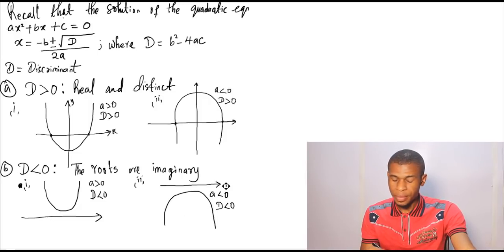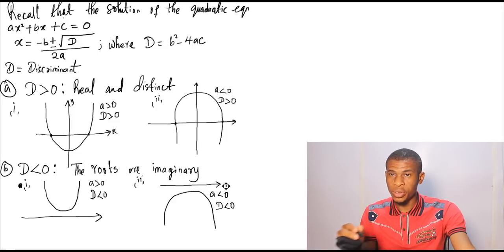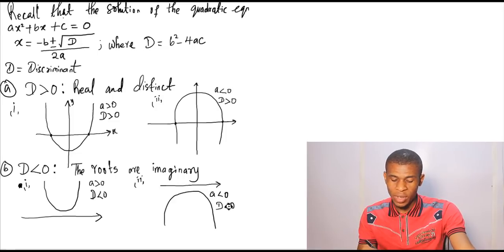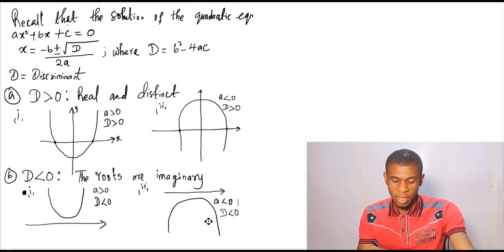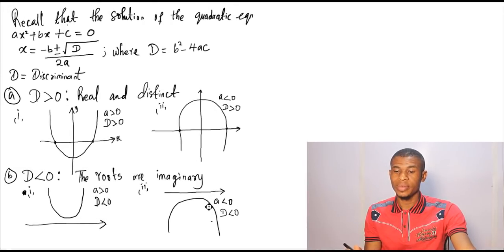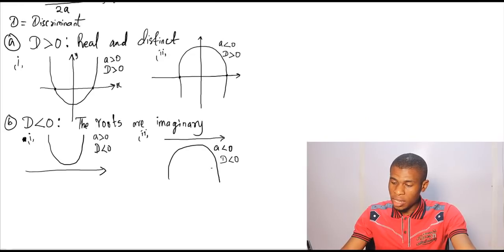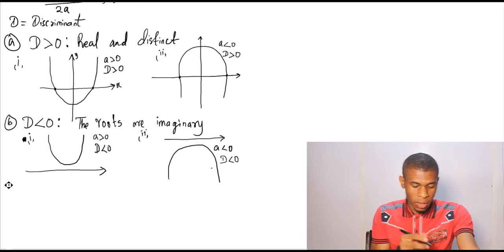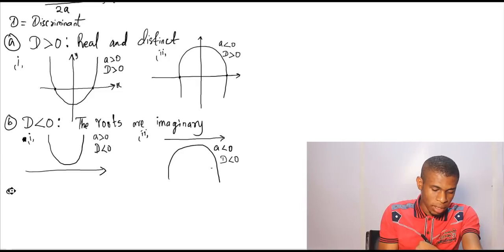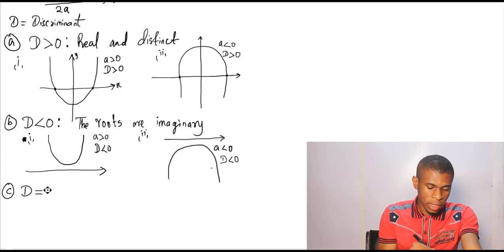Here, A is still less than 0. When you look at D, the discriminant D, the graph didn't cut the x-axis at any point, telling you that the roots are imaginary. Now the third case, let's look at the third case, case C, where D is equal to 0.